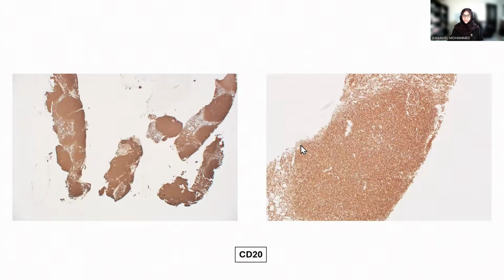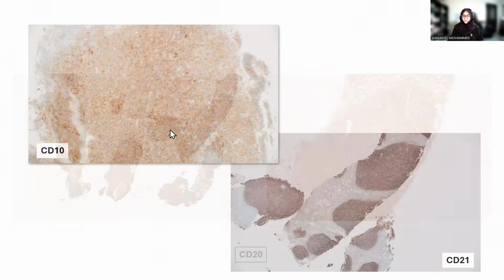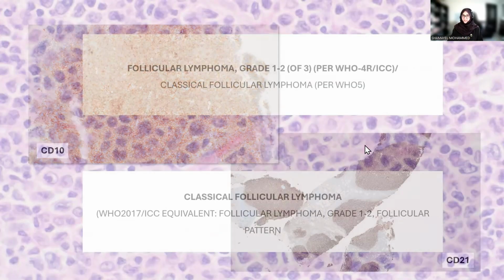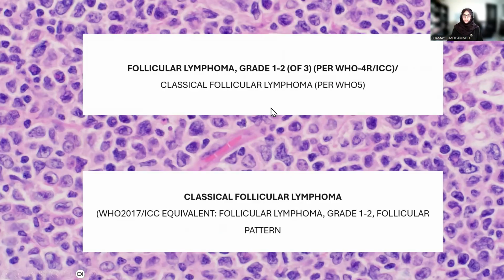CD20, as you can see, was nicely positive, and it brings out the follicular pattern. CD10 was positive. CD21 gives you the follicular dendritic meshwork. BCL2 was strongly positive, and Ki67 low. So if you are pro-ICC, you will call it follicular lymphoma, grade 1 to 2 out of 3. Or if you want to give them the updated 5th edition classification, you would call it classical follicular lymphoma.